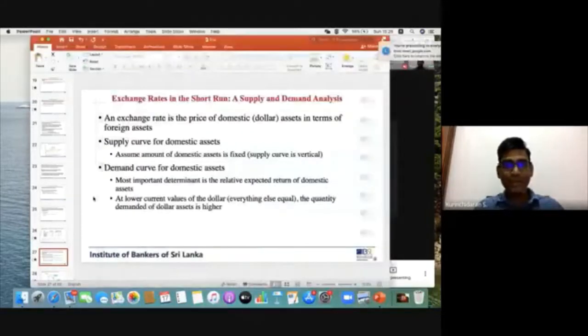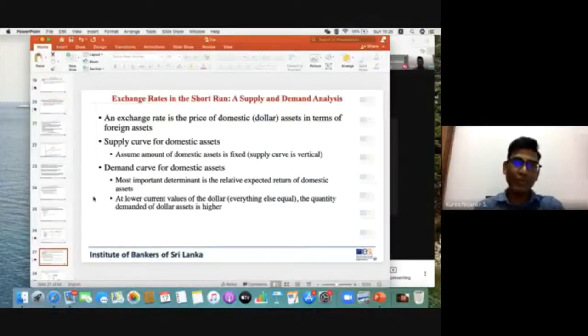Okay, we will look into the exchange rate in the short run. That means supply and demand analysis. So in the short run, exchange rates are determined based on the supply and demand of foreign currencies. So now in the short run, how does that behave? That's what we are going to look into.